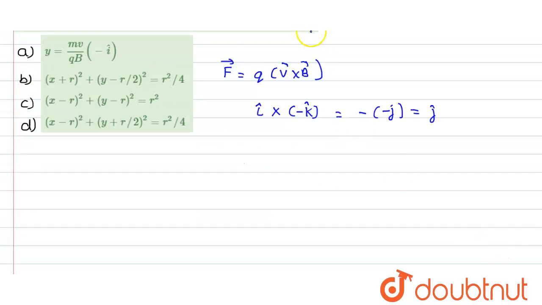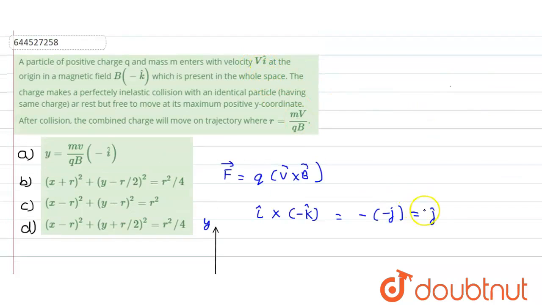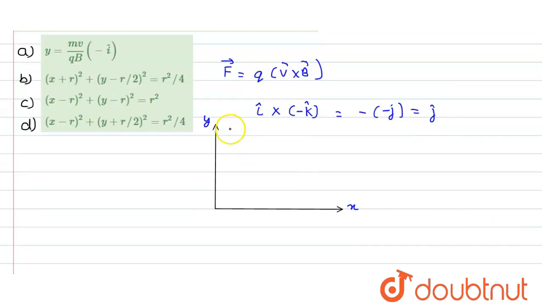Now we represent our situation. Let's say this is our x coordinate and this is our y coordinate. Clearly we can see that our force is acting perpendicular to the velocity, because velocity is along the x direction and force is along the y direction. So what would be the path of this charged particle? It would be a circular path, so we draw a circle.